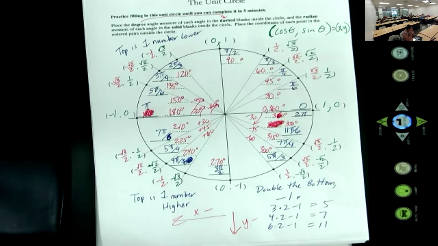There is on Canvas, I have it in the modules, a blank one if you want to print it out or do it on a tablet. Just practice filling it out. You can get this down to under 5 minutes easily. Without a whole lot of practice, believe it or not, 4 or 5 tries, you're down to really quickly.